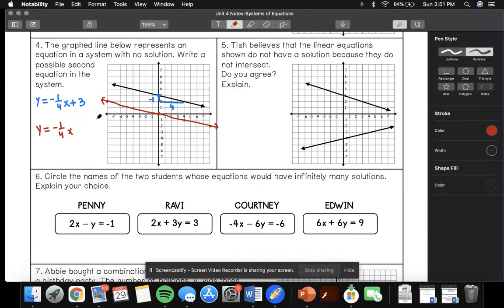Number 5. Tish believes that the linear equations shown do not have a solution because they don't cross. Do you agree? Why or why not? I do not agree. These do not cross on this graph, but if I extend this out, they are eventually going to cross. They're just not on the coordinate plane that is given to you.